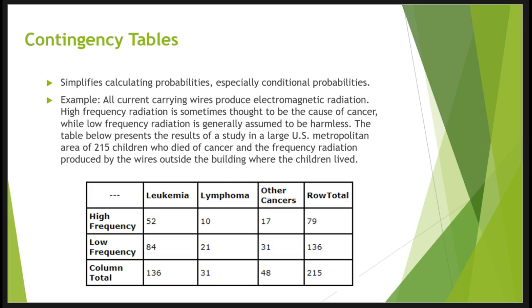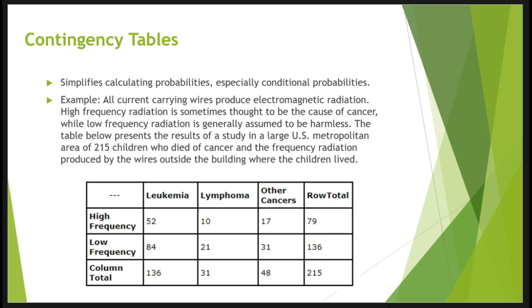A contingency table is a tool that simplifies calculating probabilities, especially conditional probabilities. The table displays sample values in relation to two different variables that may be contingent or dependent on one another. In this example, all current-carrying wires produce electromagnetic radiation. High-frequency radiation is sometimes thought to be the cause of cancer, while low-frequency radiation is generally assumed to be harmless.